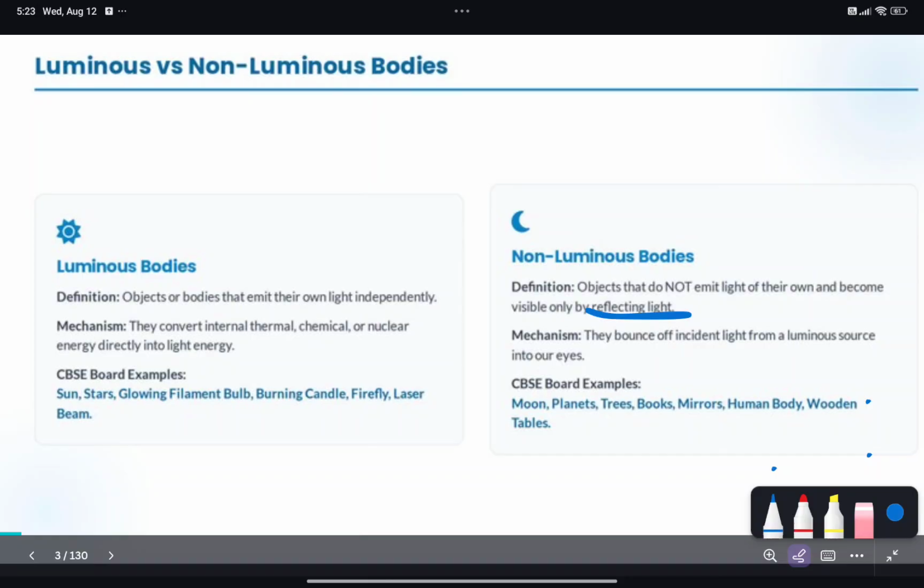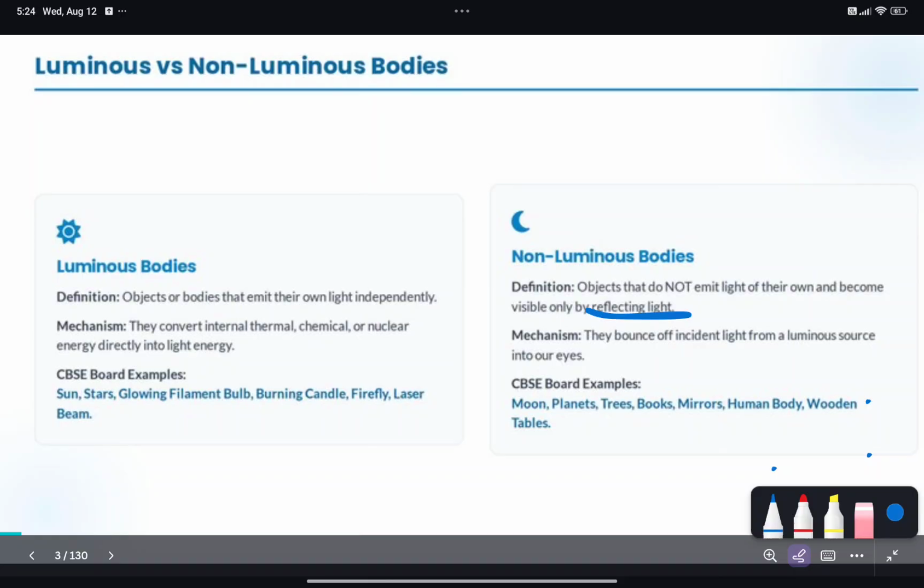Clear? How does it work? It means the mechanism. They convert internal thermal, chemical, or nuclear energy directly into light energy. For example, how are we getting light from the sun? Because of the nuclear fission and fusion reactions taking place in the sun. That is the reason light and a certain amount of heat are also produced. Clear? In the case of non-luminous bodies, what is meant by non-luminous bodies?